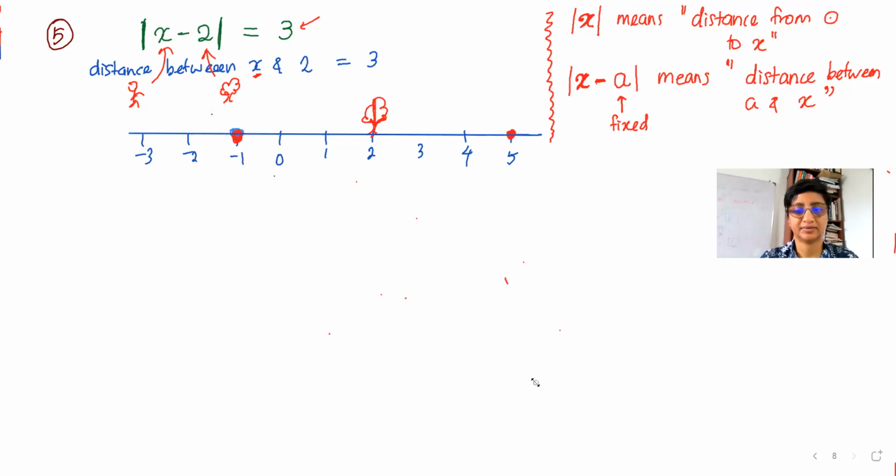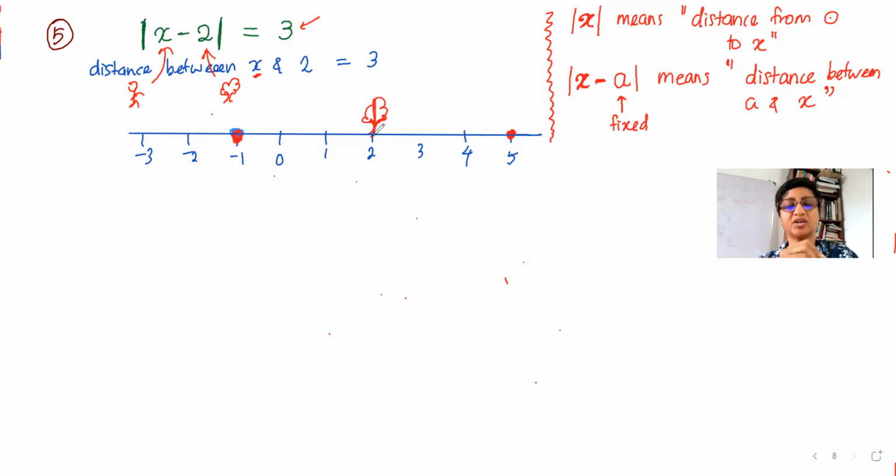Is that clear? So Malia got it understood. Everyone else, is this clear? This 2 is the point 2. It's a fixed place now. It's a fixed place.